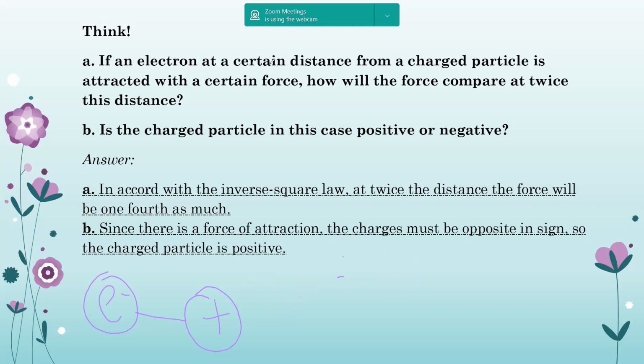So if the first one is negative and both of them have an attractive force, that happens only if you have opposite signs. If the first is an electron, negative, the second one will be positive, a proton. Is it clear? Yes, teacher.